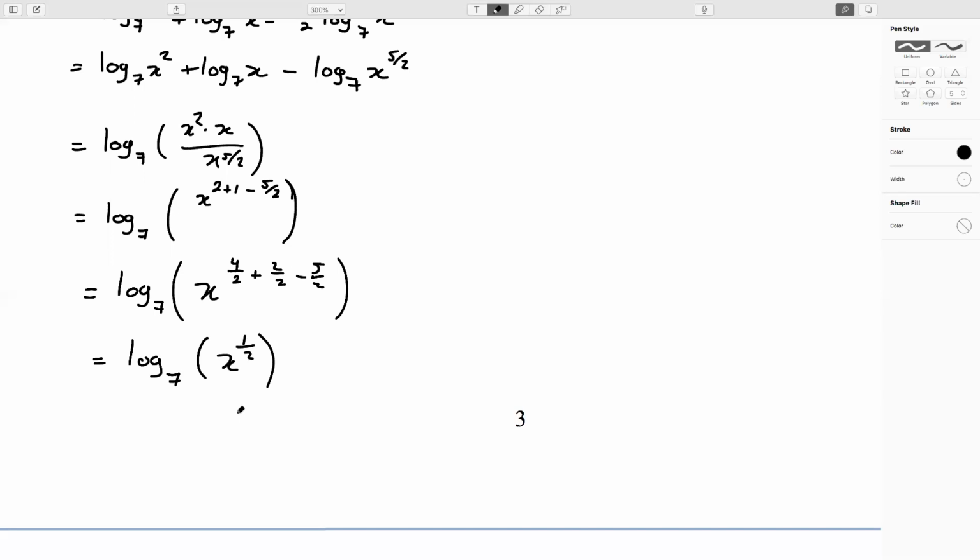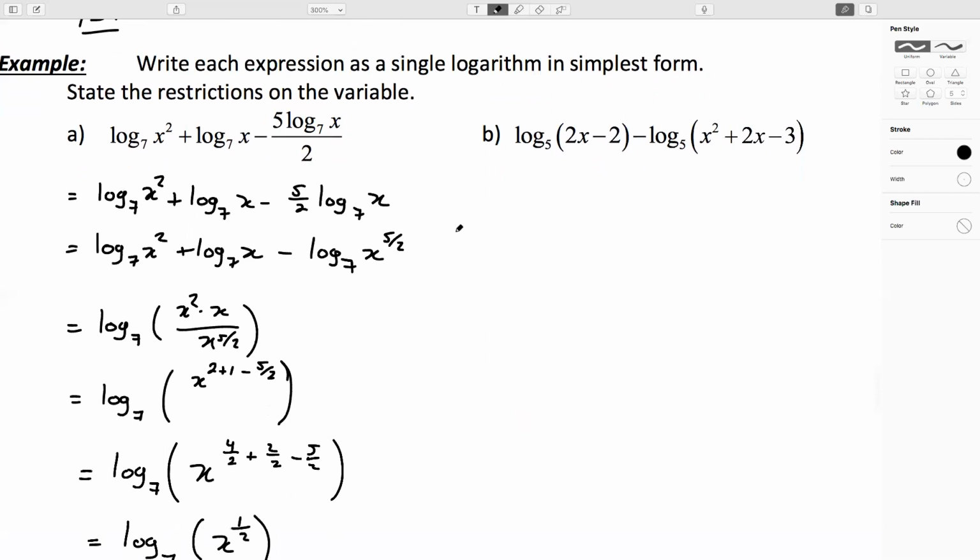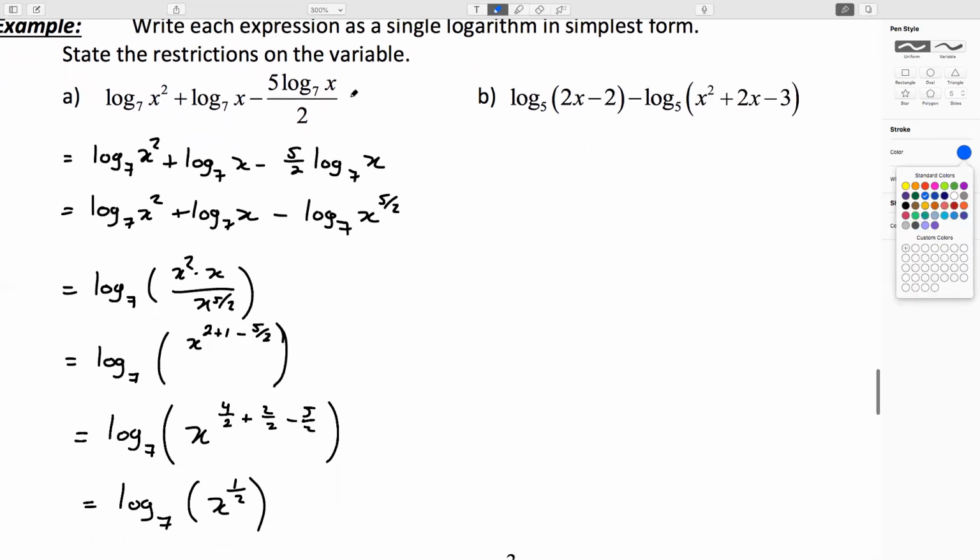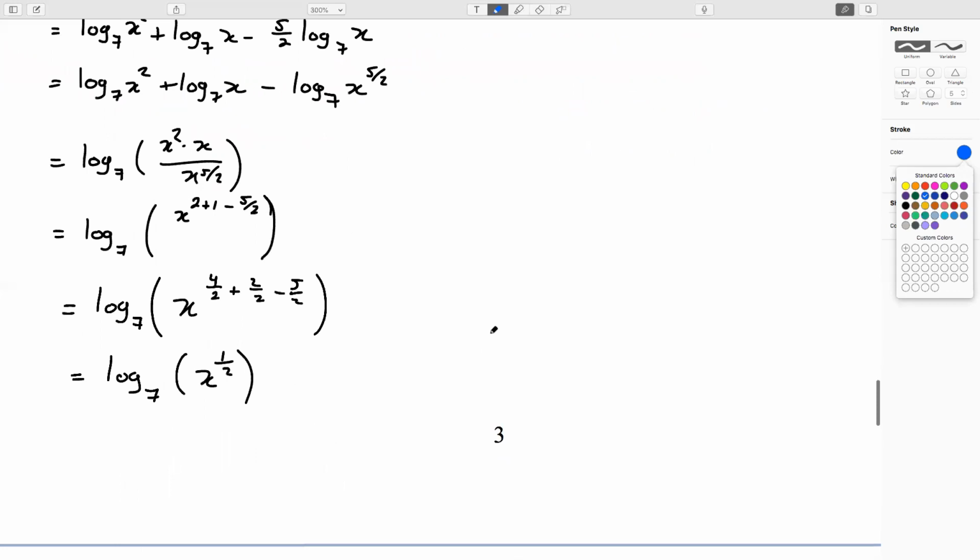What are our restrictions on our variable? Well, if we go back to the original equation, we had logs in our argument. Because of that, we can't have a 0 in our logarithm. So you're not going to make 0 or negative numbers. So because of that, x has a restriction on it. X must be greater than or equal to 0. And that technically starts up here, but it has to be carried through to the bottom. X must be strictly greater than 0.